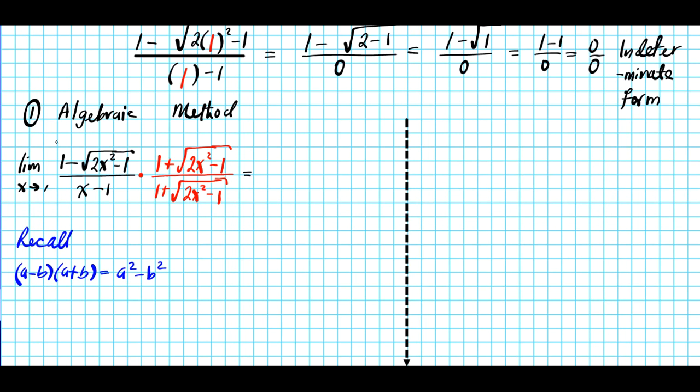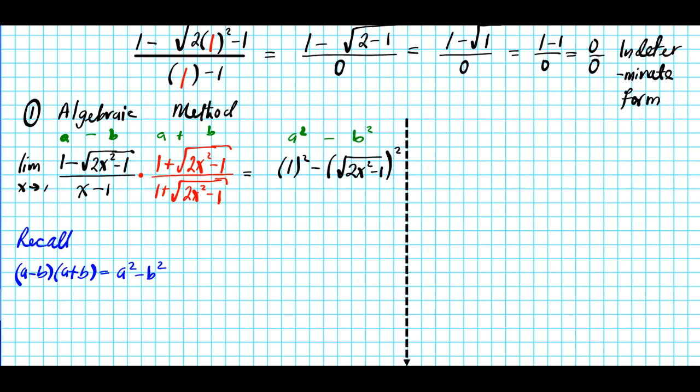This entire radical piece is b, and a is 1. Let me fix that. It's a minus b. So this is a minus b, and this is a plus b. So we're going to have a squared minus b squared. What is 1? Well, let me just show you the steps so no one gets confused here. So we have 1 squared minus the square root of 2x squared minus 1, squared.